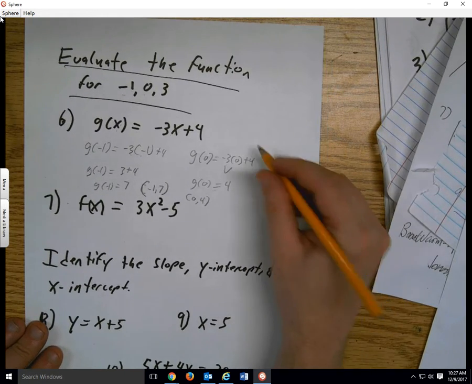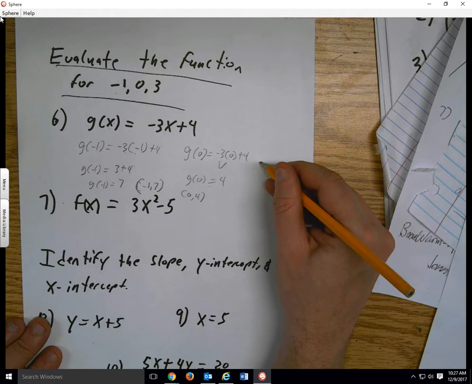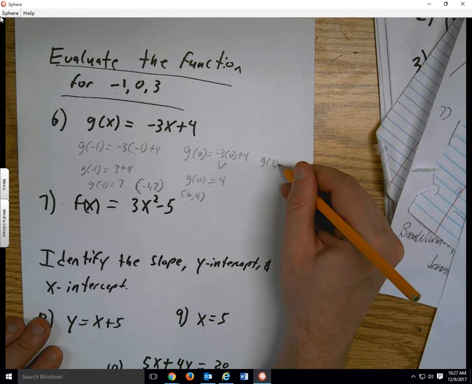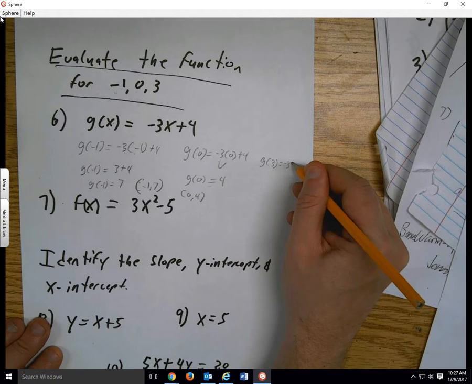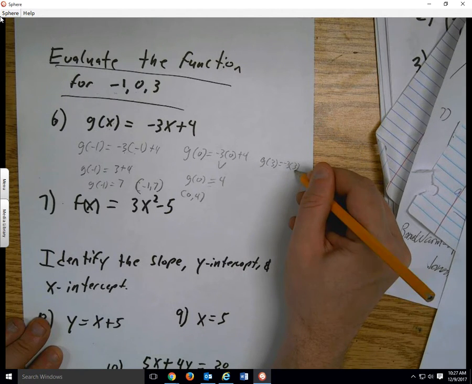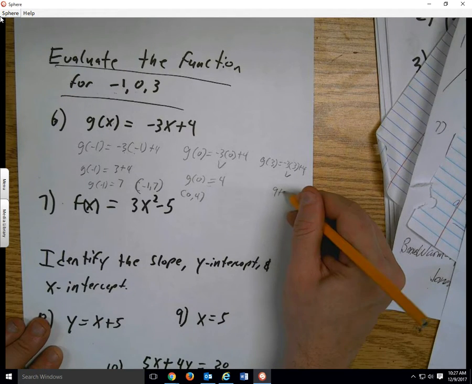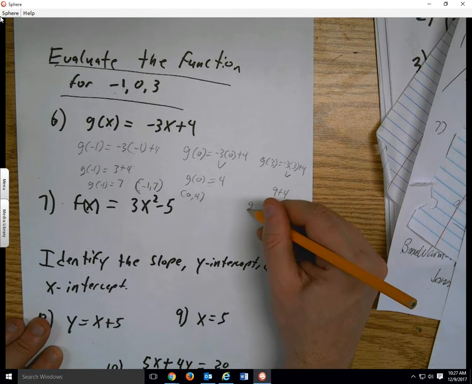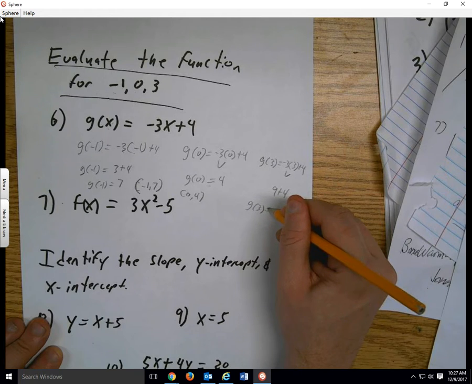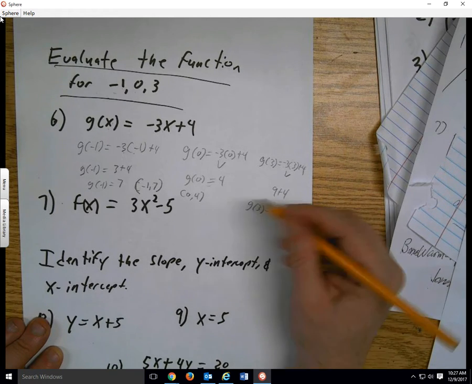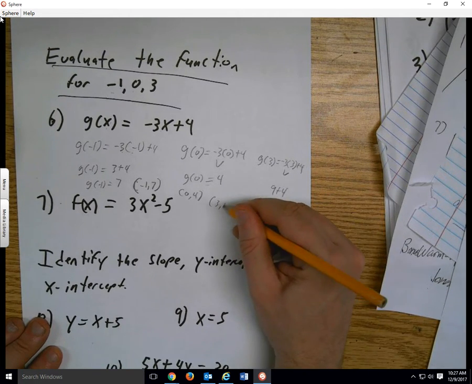And then the last time you want to try a 3. So g of 3 equals negative 3 times 3 plus 4. 3 times 3 is 9. 9 plus 4 is 13. So g of 3 equals 13. If you input a 3, your output would be a 13.